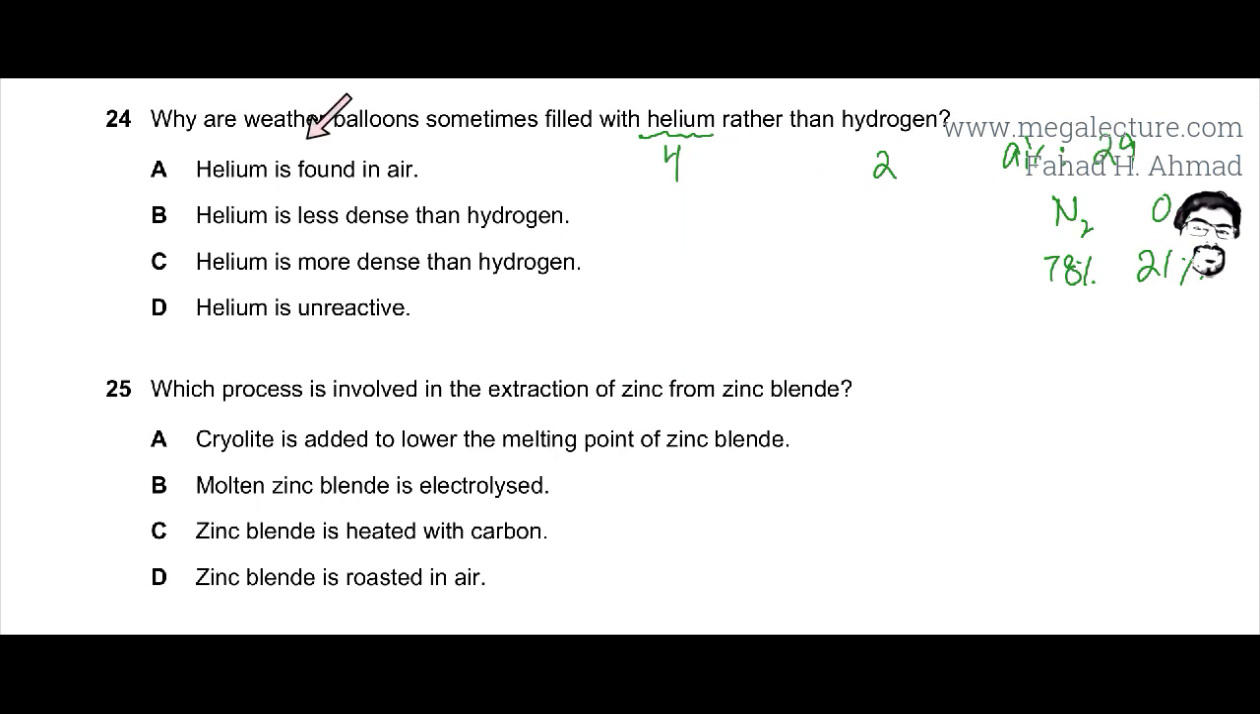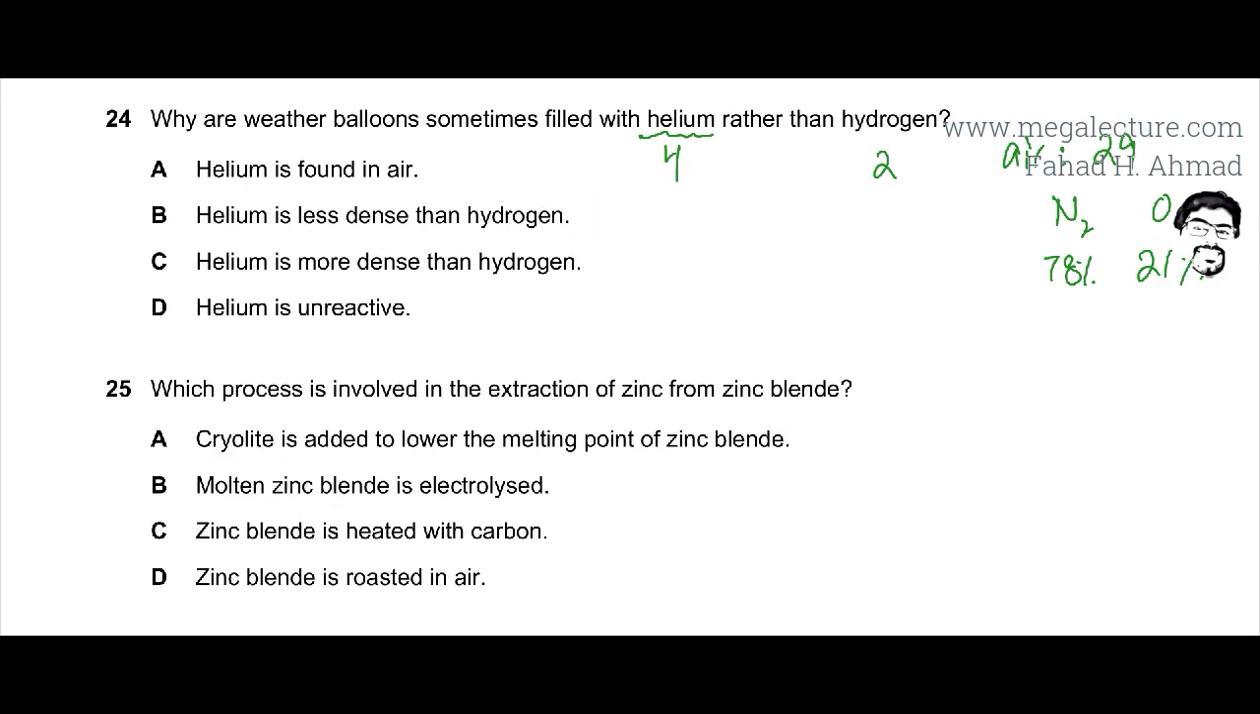So why do we fill weather balloons with helium? Let's look at the first option. Helium is found in the air, which is true, but it's not the reason why we are filling it with helium. Helium is less dense than hydrogen, which is wrong because helium has a higher mass. Its atomic mass is higher. Helium is more dense than hydrogen, which is also correct, but we're not comparing the two together. Basically, we want the weather balloon to be less dense or lighter than air. So that doesn't really make sense.